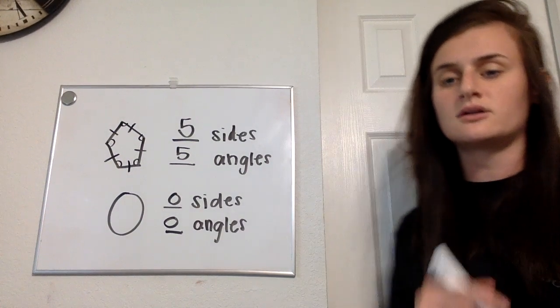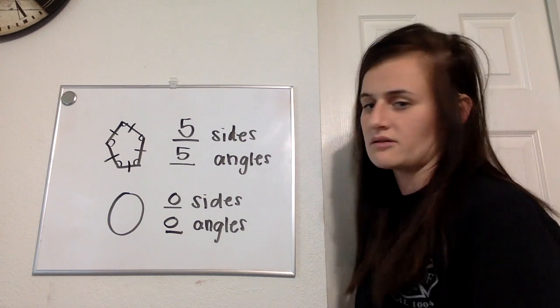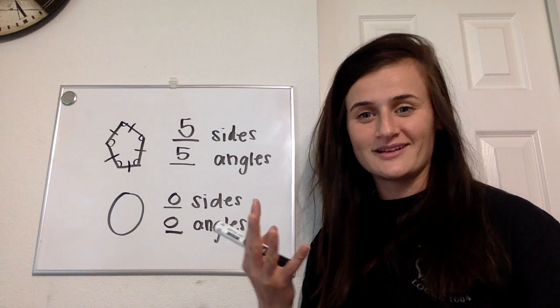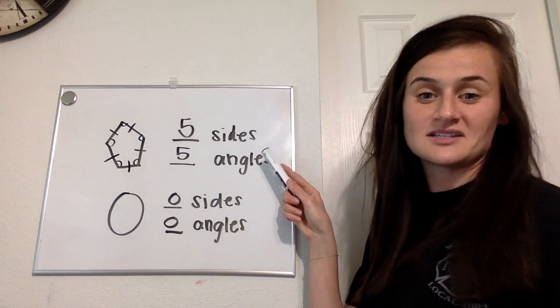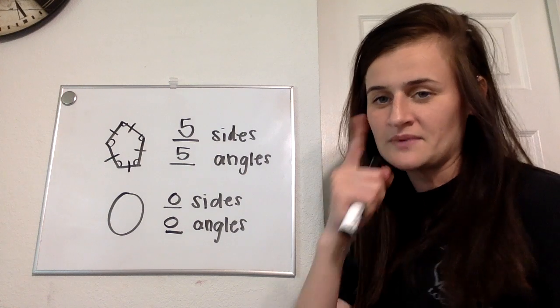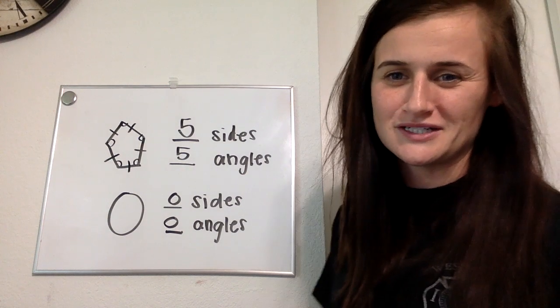So before I send you on your way, what do you notice about the sides and angles of each shape? Absolutely, they all are the same. So if it has 5 sides, it's also going to have 5 angles. If it has 0 sides, it's also going to have 0 angles. Hopefully that'll help you out while you're finishing your assignment today.